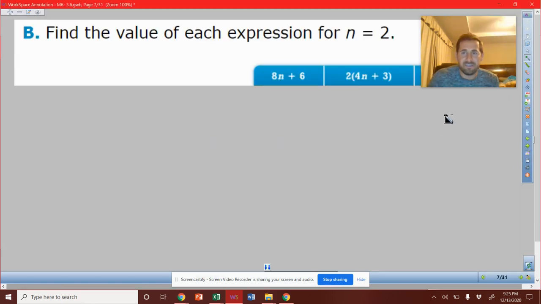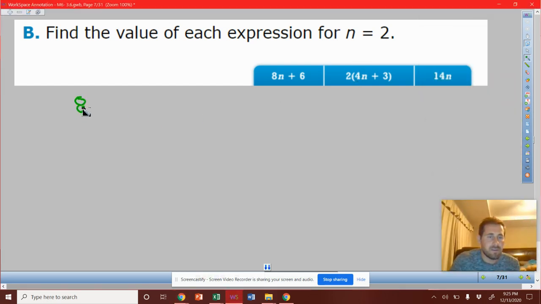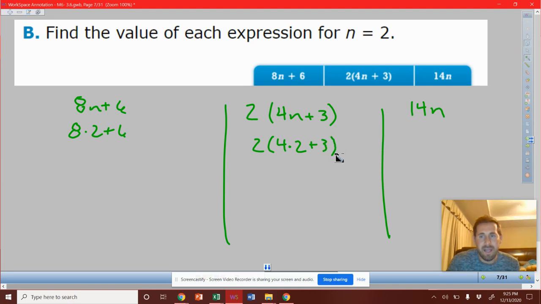But now let's use the same expressions. Sorry, move my face. The same ones. You still got your page divided into thirds. Same expressions, but now we're going to plug in n equals 2. Do we think they're still going to equal the same? And in order for us to do that, we have to test. So 8 times 2 plus 6. 2 times 4 times 2 plus 3. And the last one is 14 times 2.